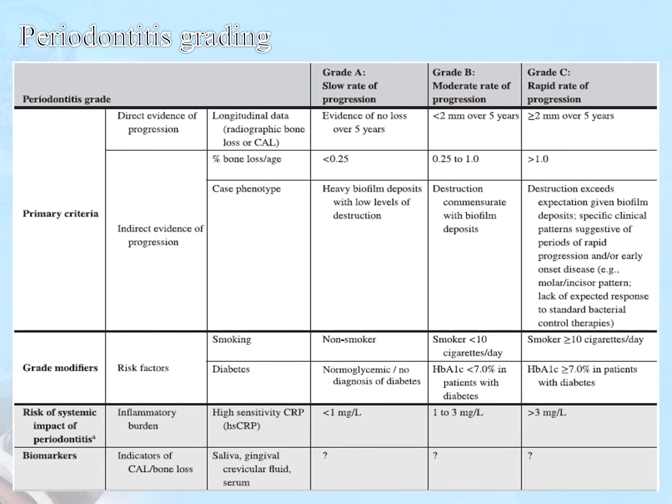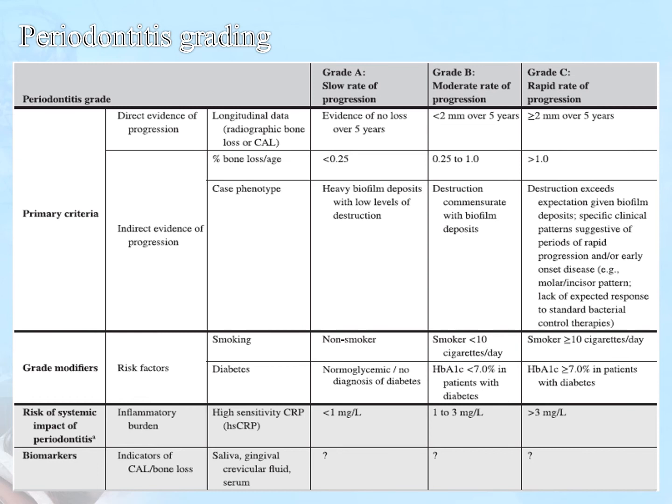Next, coming on to the indirect evidence, that is, we don't have a radiograph, so you calculate based on the present age how much bone loss is present. So this is a ratio, that is, percentage of bone loss by age. If the person has less than 0.25, then he is considered to be a slow rate of disease progression person. If it is 0.5 to 1, then it is a moderate rate of disease progression person. And if it is more than 1, then it is a rapid rate of disease progression person.